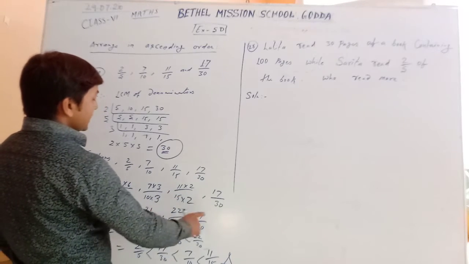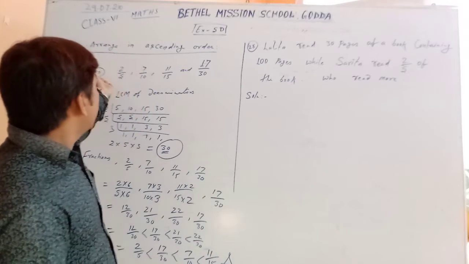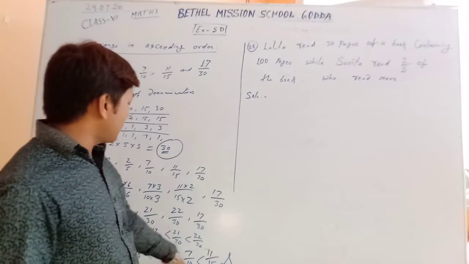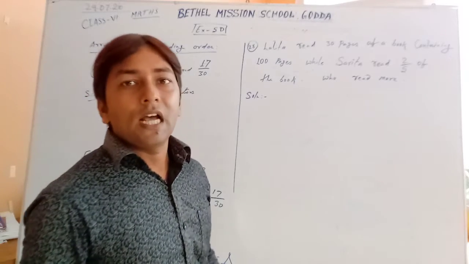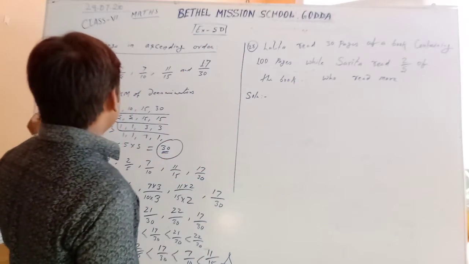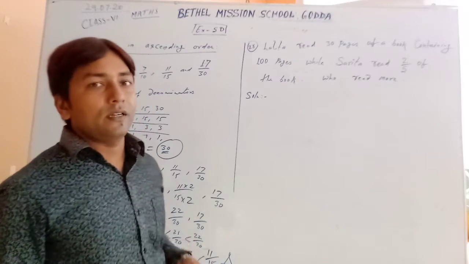Now you can write in ascending or descending order, whatever is asked. Here it has asked to write in ascending, so we have written in ascending. I hope you got it. Also there are many examples given in your book, where you will write in ascending and descending order as well.